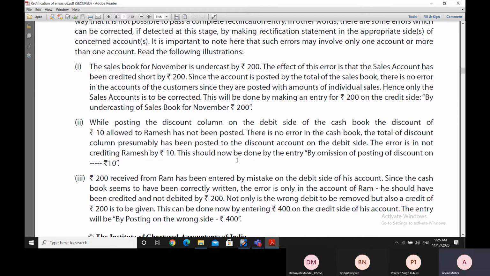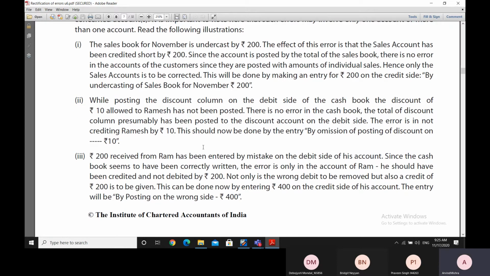What is happening is the discount amount has not been entered, so Ramesh has not been allowed a discount here. Therefore, we'll need to make an entry in Ramesh's account also, and we'll have to make an entry in the cash book discount column also to write the discount amount. So what we'll do is make an entry "by omission of posting of discount on Ramesh, rupees 10," like that. And this entry we can make in the discount column, and thereby allow this discount. Of course, on the other hand, the entry would be required to be made in Ramesh's account also.